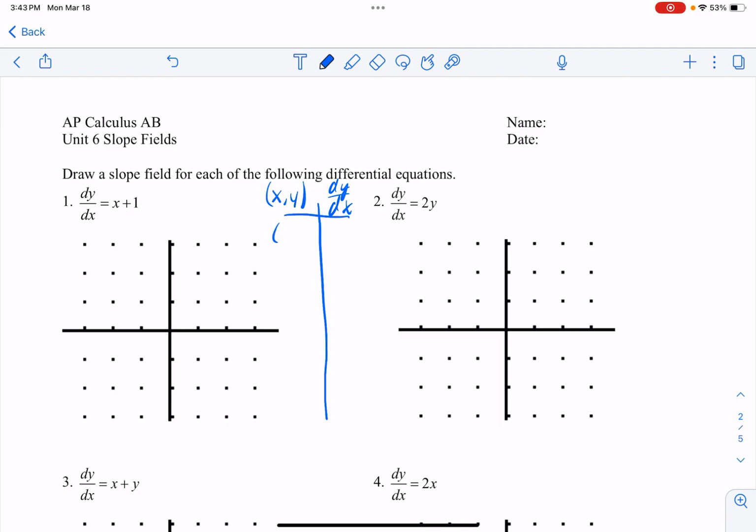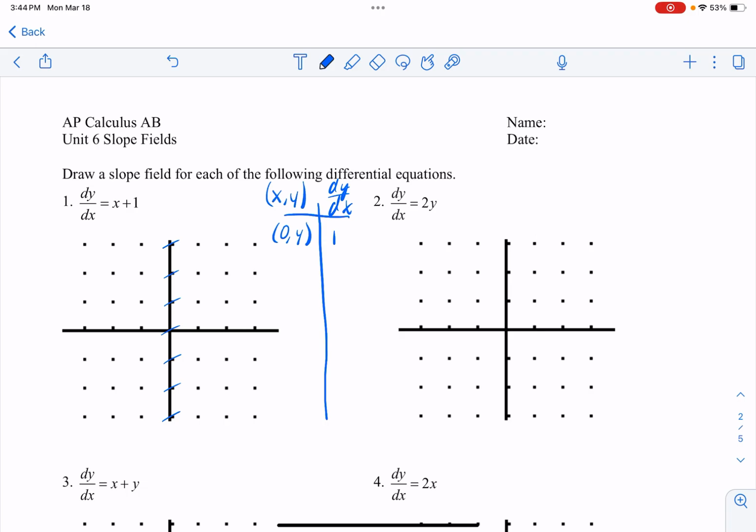Okay, so when x is 0, y can be anything because, again, this derivative equation is only dependent on x. So when x is 0, I plug in 0 into that derivative equation and I get 1 out. So everywhere where x is equal to 0, I know that I have a positive slope of 1. Okay, so when I draw these slopes at x equals 0, here's the thing.